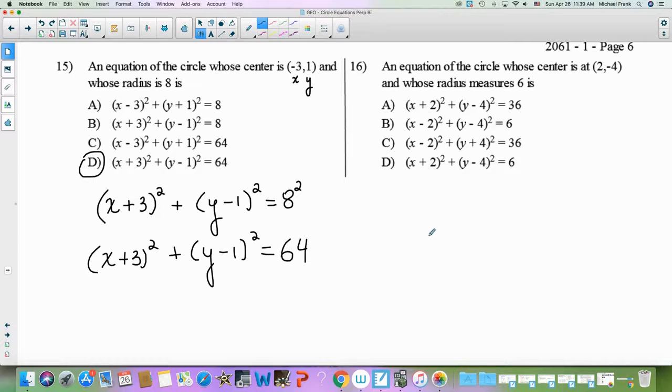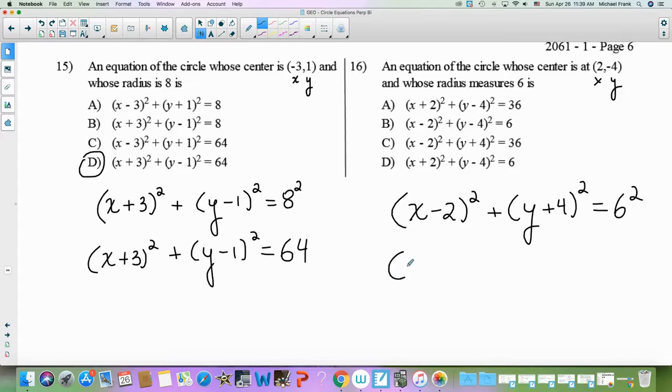And let's do the same for 16. Here's my x. Here's my y value of the center. I'm going to open up and do the x first. The opposite of +2 is -2 squared. I'm going to do my y. The opposite of -4 is +4 squared is equal to my radius squared. So my final answer, quite simply, is right here. Is equal to 6 squared, which is 36. So it's right here, choice C.